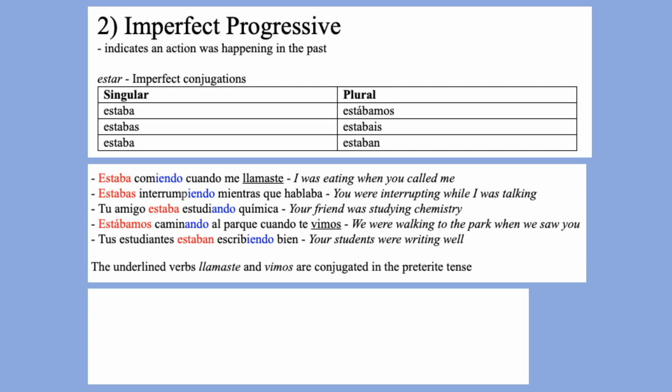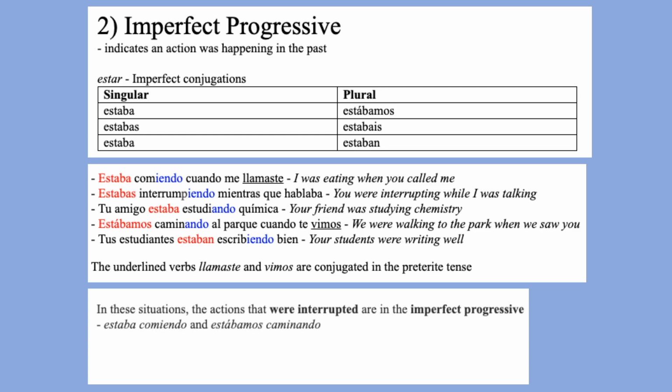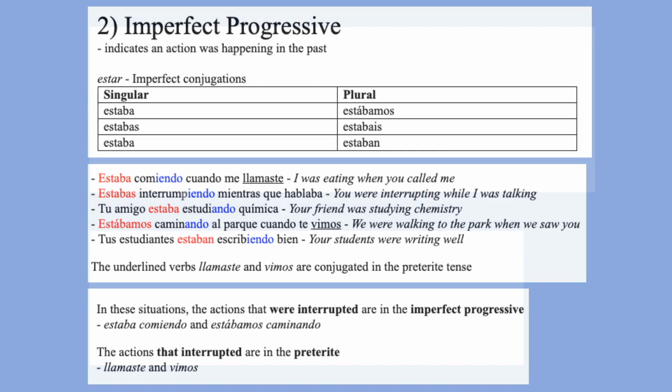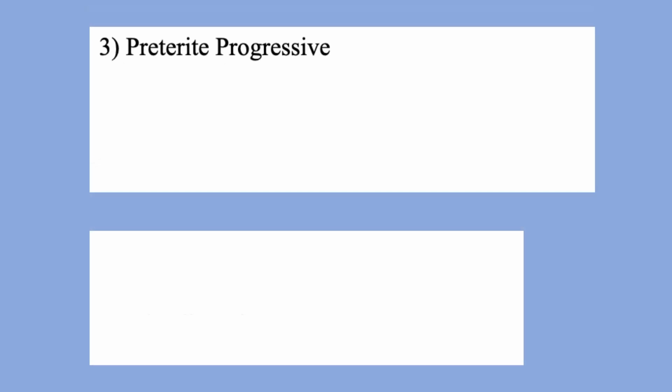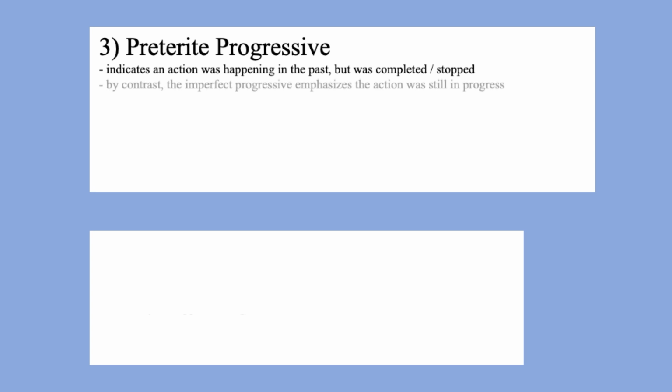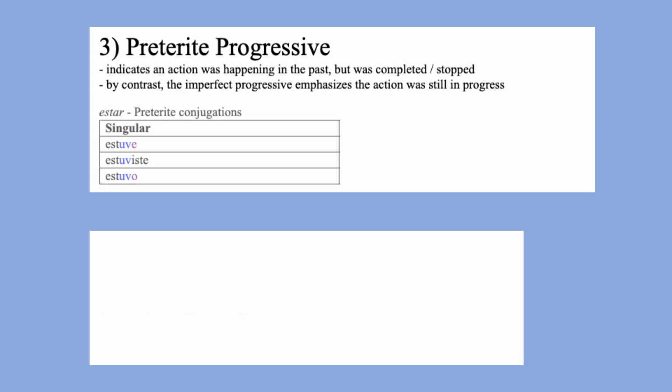Now I underline the verbs llamaste and vimos because they are conjugated in the preterite. So for these types of situations, the actions that were interrupted are in the imperfect progressive. The actions that did the interrupting are in the preterite. The preterite progressive indicates an action was happening in the past but was completed or stopped. On the other hand, the imperfect progressive emphasizes that the action was still in progress.